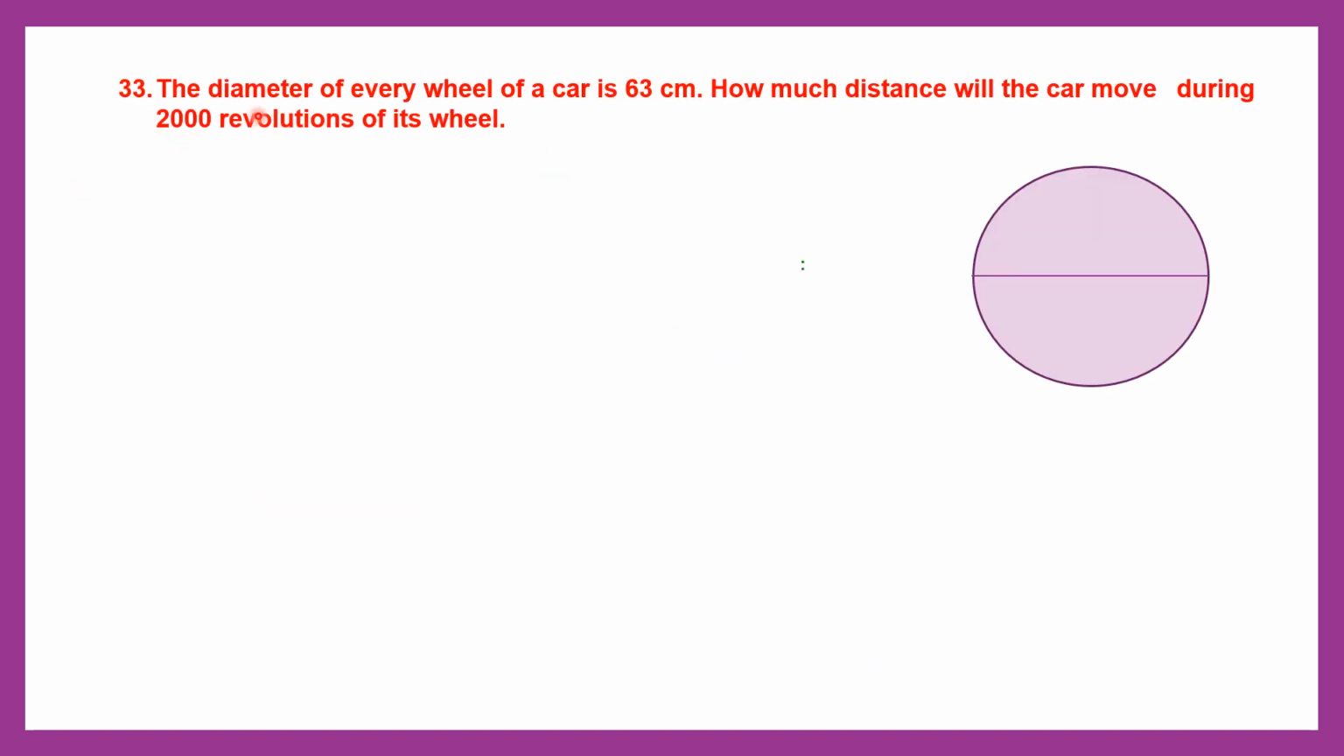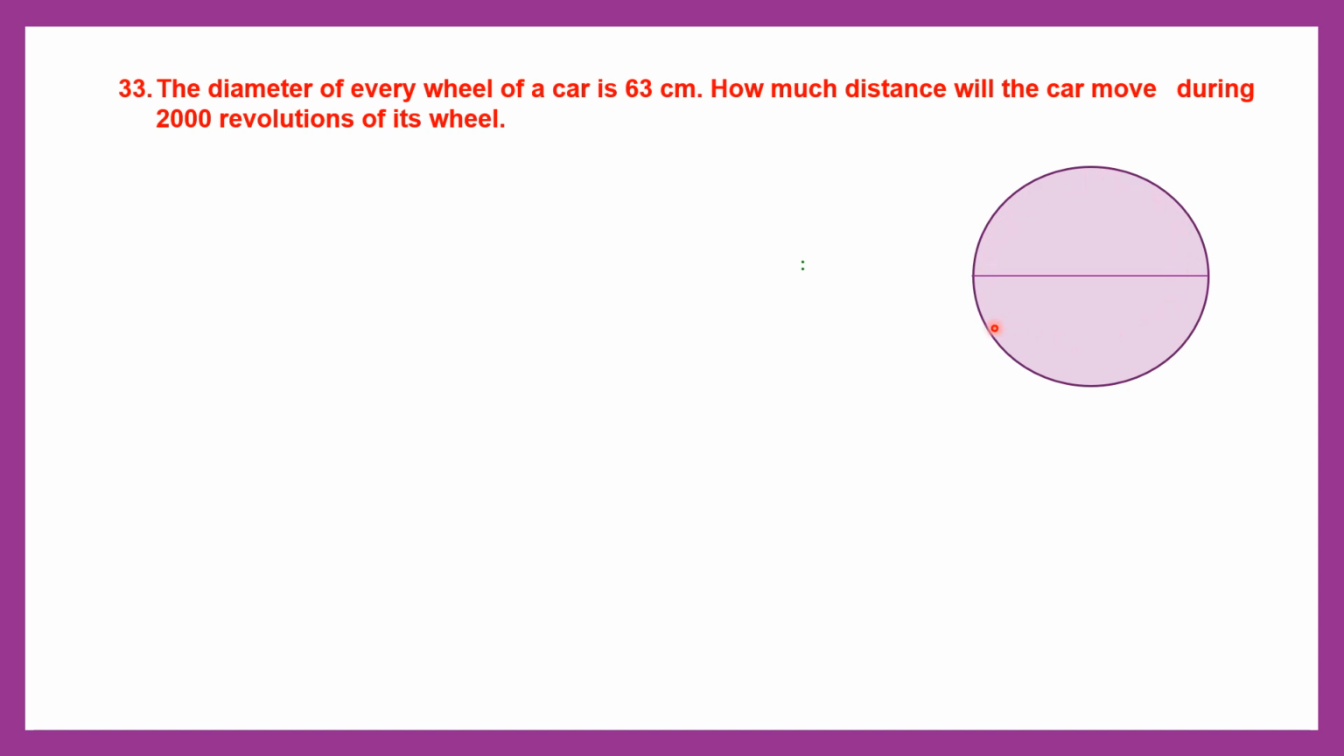Question 33. The diameter of every wheel of a car is 63 centimeters. So if this is the wheel of the car, this diameter, this part, the line passing through the middle, is 63 centimeters. How much distance will the car move during 2000 revolutions of its wheel? So one revolution of the wheel is the circumference, one circumference. Now we have to find out in 2000 revolutions, how far will the car move?